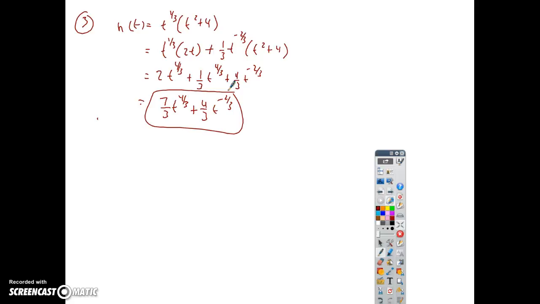Did you do it wrong? Probably not. I have a bad track record here. Well, I got 2/3 t to the negative 1/3. Wait, what is that last power? Negative 2/3? Okay, yeah, I got that. What about the first one, though? How'd you get 7/3? 7/3 because I got 2. To make a common number, that'd be 6/3, plus 1/3 would be 7/3.